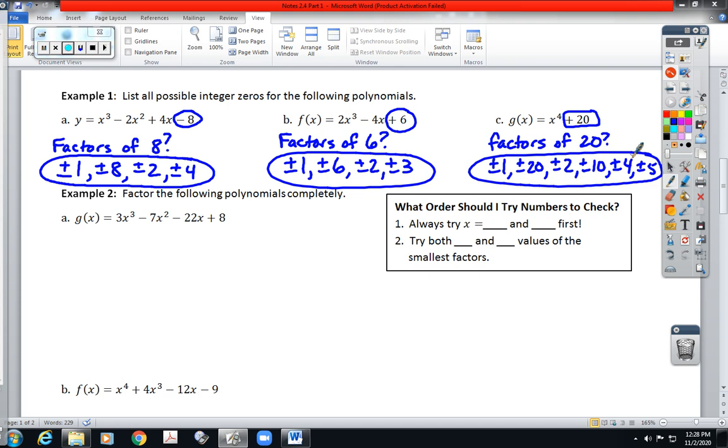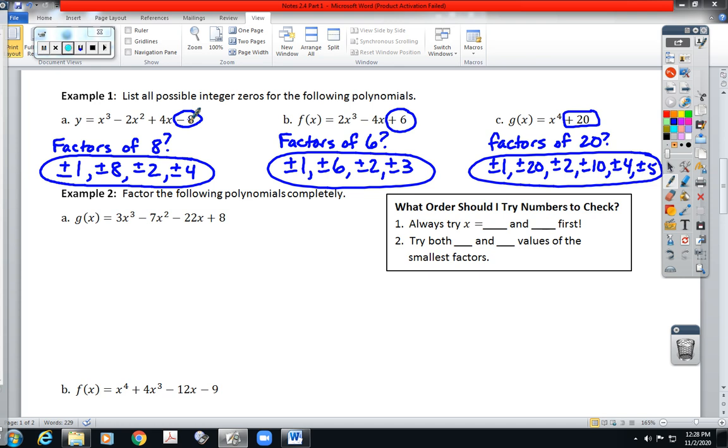Now don't get this rule confused with what we did in Algebra 2, where we had our P and our Q, and we did the P over Q list and then tested all those zeros. That's similar, but that's the rational zero theorem. This is for integer zeros. So it's actually a little bit easier to deal with than the way we approached it in Algebra 2.